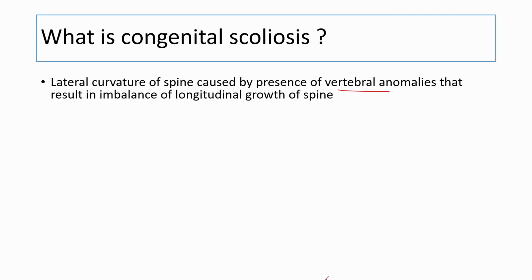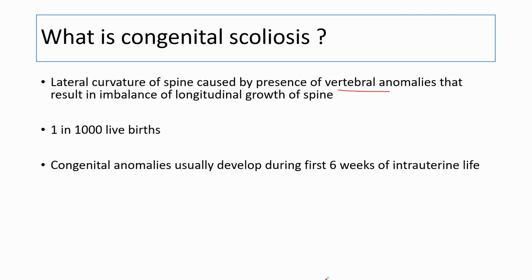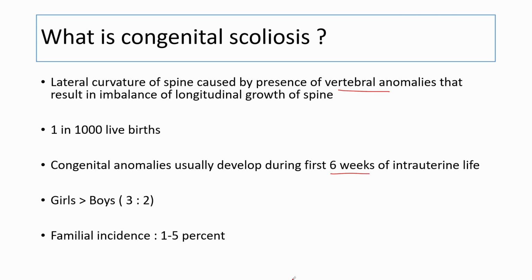The side which grows more becomes the convex side, and the side which grows less becomes the concave side. It is found in around 1 in 1000 live births. The congenital anomalies usually develop during the first 6 weeks of intrauterine life. Girls are affected in a 3:2 ratio compared to the boys, and a familial incidence of around 1 to 5% has been noted.